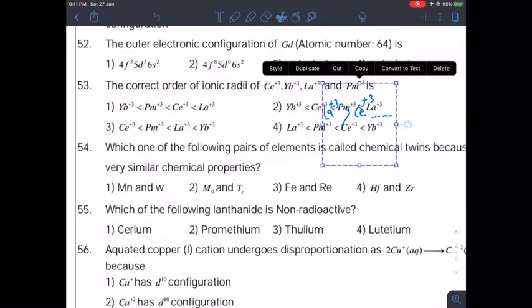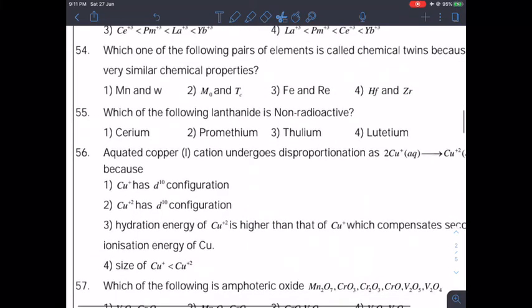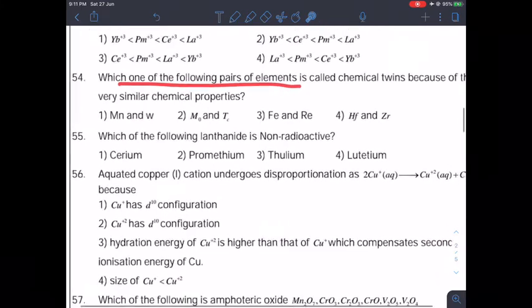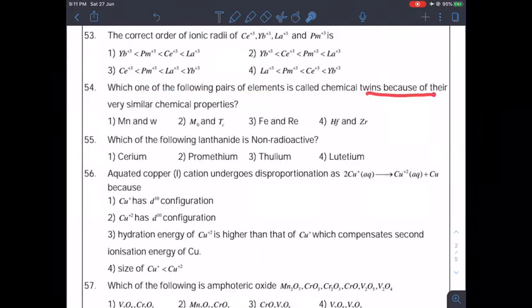Now moving to the next question, 54. They are asking which of the following pairs of elements is called chemical twins because of their very similar chemical properties. Now this is a fact-based thing because you cannot guess it. You need to know it, and the correct answer in this case, if you go through the titanium group, is Ti, Zr, Hf and Rf.